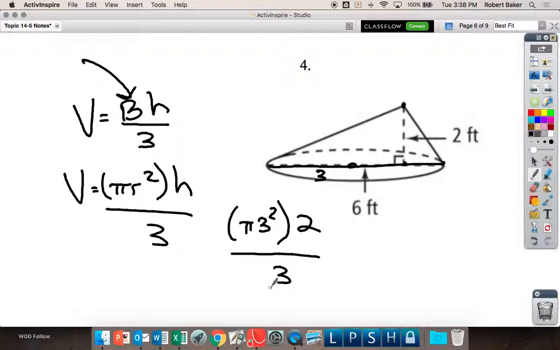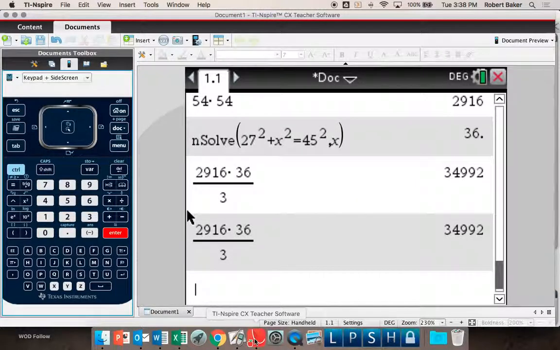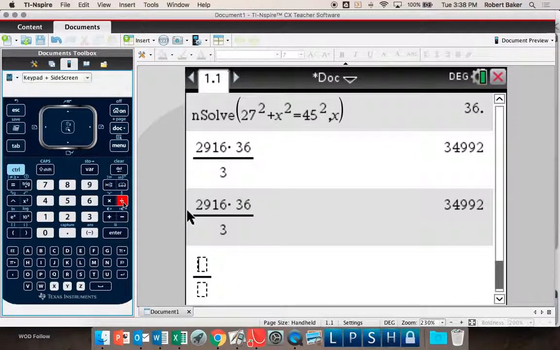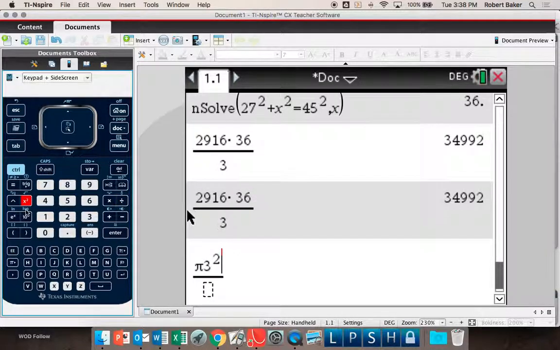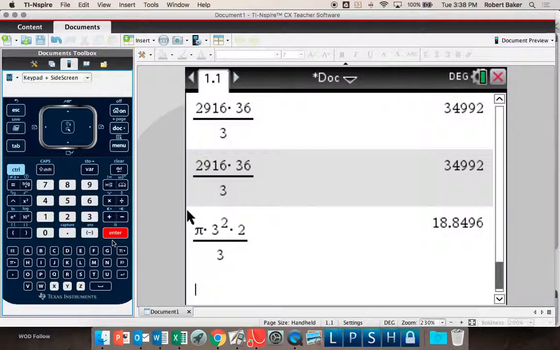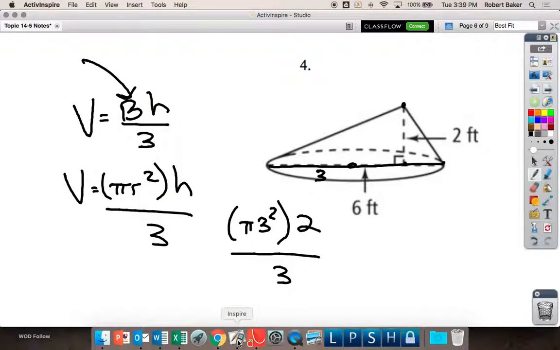So it's pi times 3 squared times 2 divided by 3. You need a calculator. 18.85. Alright, but I want to show you what it looks like. I like to do control divide on these scenarios. Pi times 3 squared times 2, all of that over 3. 18.85. After 5 classes, I hope I remember that answer. 18.85 cubic feet.